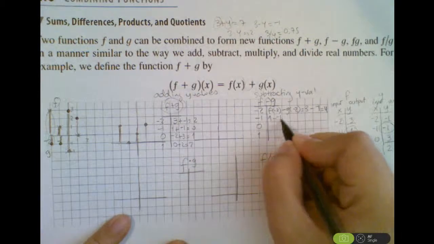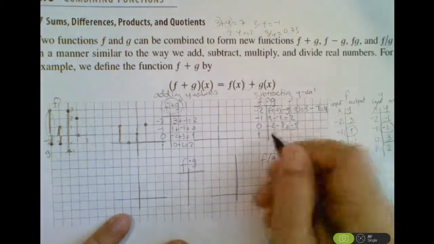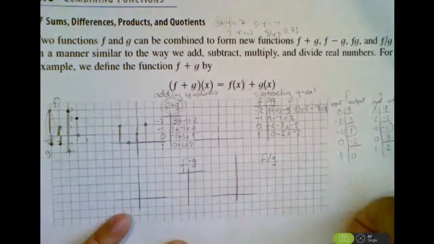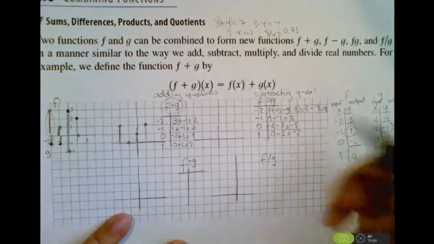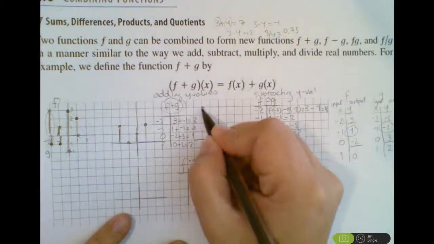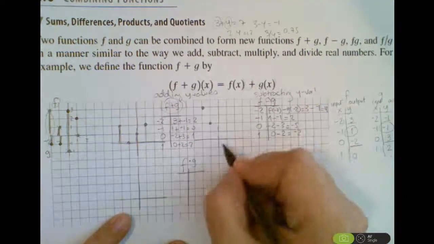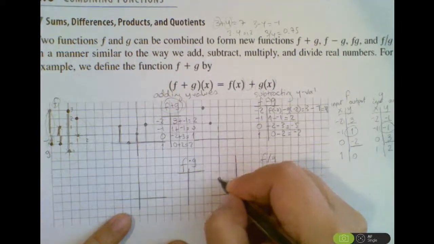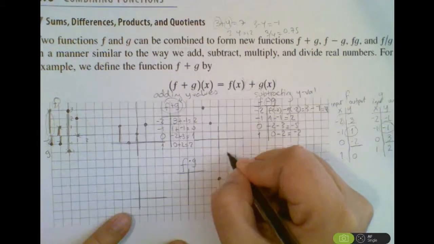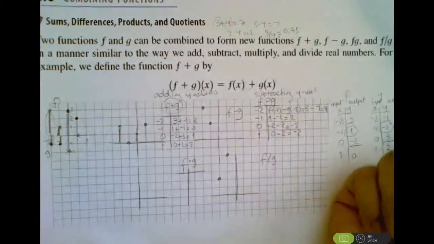So 1 minus negative 1, that would be 2. Negative 2 minus 3, that will be negative 5. And 0 minus 2, that will be negative 2. And this is something that I can graph as well. For negative 2, now I have 4. For negative 1, I have 2. For 0, I have negative 5. So that's going to be over here. And for 1, I have negative 2. And this is the graph of f minus g.